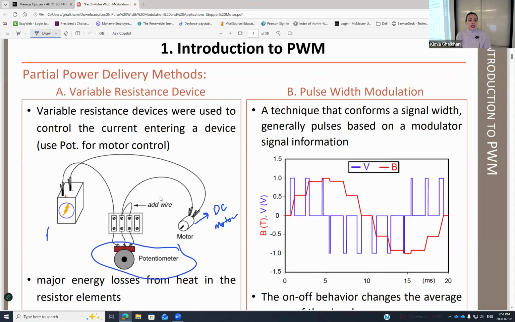So that was the traditional method: to use a potentiometer right in between the power source, for example this battery, and the motor. Through that, they were trying to adjust the voltage and control the speed of the motor. Of course, I cannot change the direction of rotation through a potentiometer. Can I? No, I can just impact the voltage.